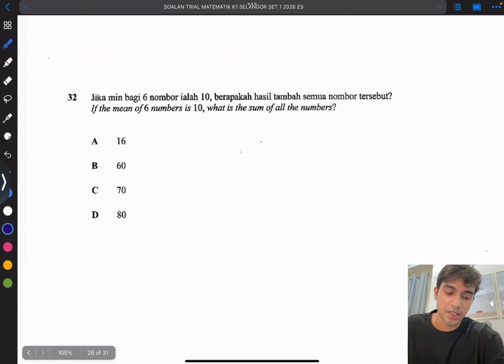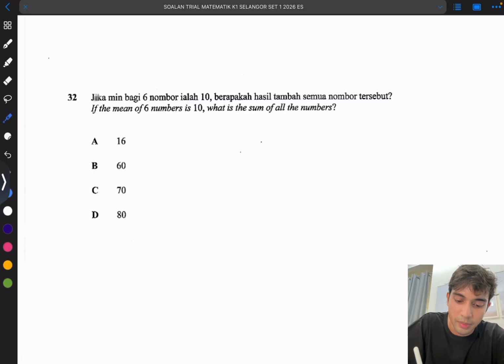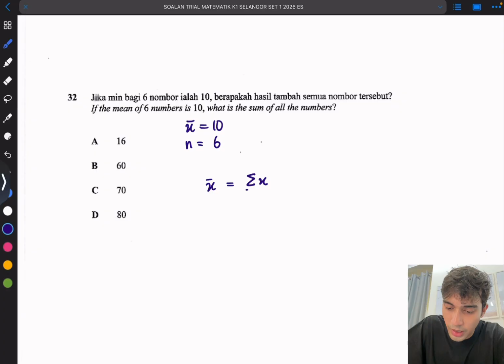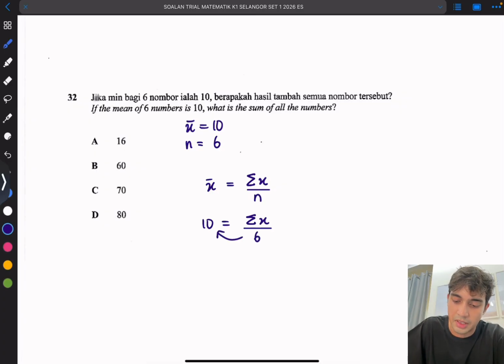Okay, question 32. If the mean of 6 numbers is 10, so the mean is 10, we have total of 6 numbers. What is the sum of all the numbers? Okay, the formula for mean is sum of x over n. So mean is 10, sum of x we don't know, 6 numbers. So sum of x will be 6 times 10, which is 60. B.